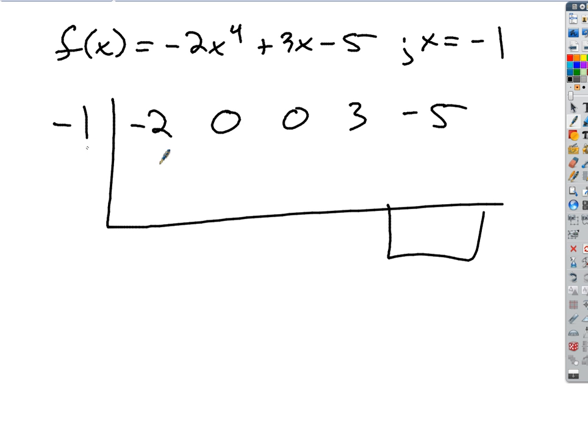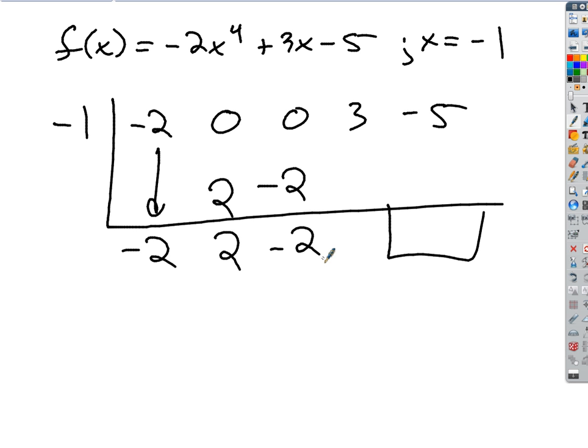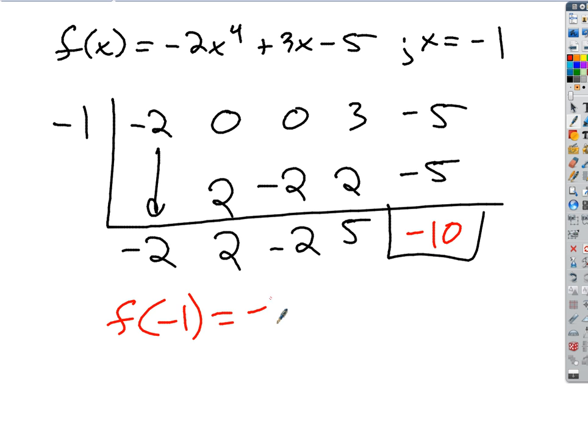So what do we do? Bring -2 down. Good, so we drop the -2 down to start the ball rolling. So what number's down here? 2. Right, everybody see we add? -1 times -2 is 2. Then -1 times 5. So what's our answer? So this tells us that f of -1 equals -10.